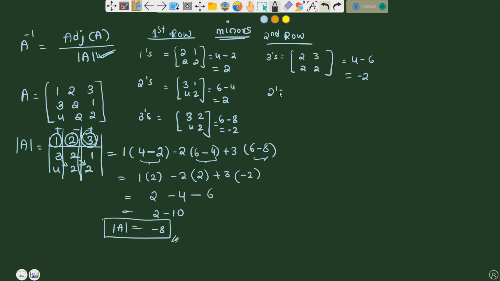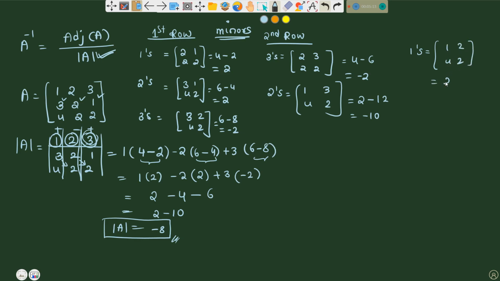So now 2's with respect to the second row, correct? We have done this one, 2's. So you are left with 1 3, 4 2, eliminating the middle column and middle row. 1 2s are 2 minus 4 3s are 12. 2 minus 12 is minus 10. Now you have to do the 1's, the minor of 1's in the second row, correct? So if you want to do that, you are left with 1 2, 4 2, correct?